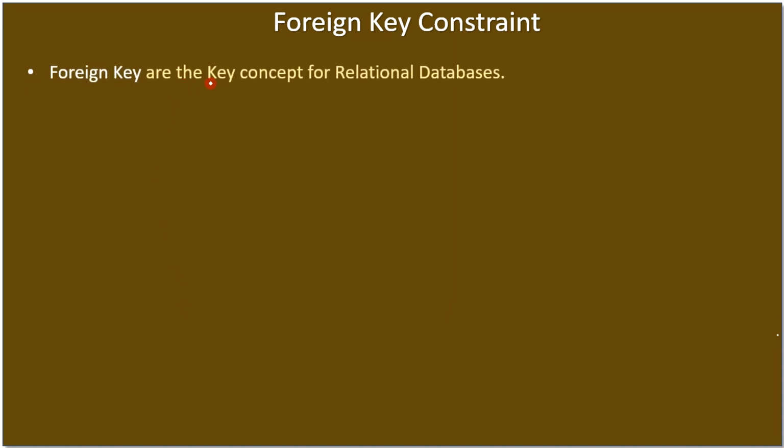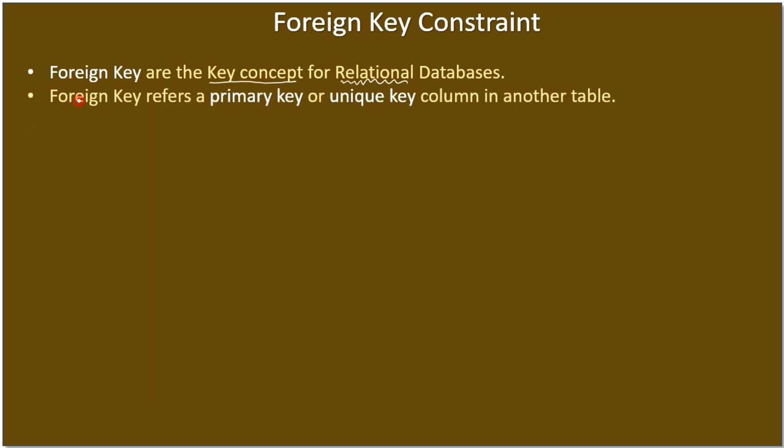Foreign keys are a key concept of relational database. Here, relational in the sense one table can be related to another one. So there will be a relation, and that relation can be achieved using primary and foreign key pairs. A foreign key refers to a primary key usually, or in rare situations you can use a unique key column also for referring purposes. So a foreign key from one table will go and refer to a primary key or unique key column in another table.